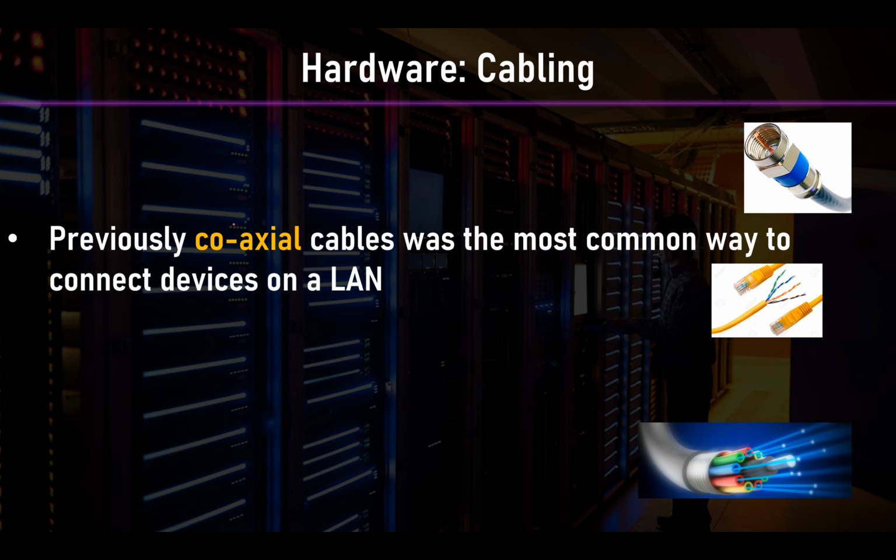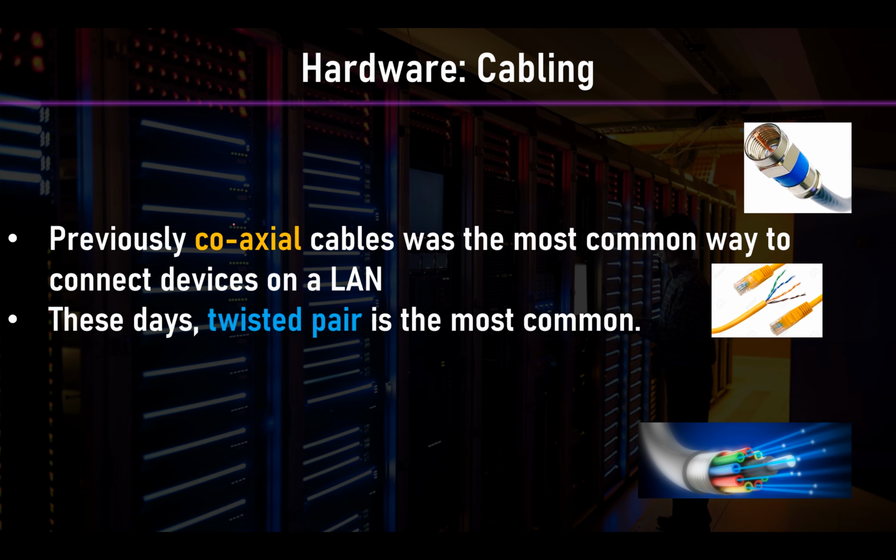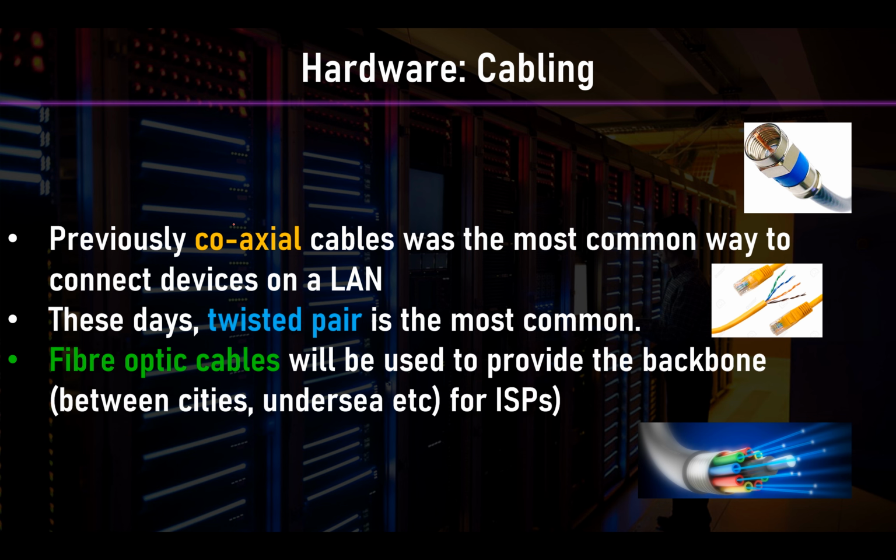Right, so I think previously then we've actually talked about some of these cables already, I think in last class. So we said coaxial cables were the most common way to connect devices on a LAN, but that was, I don't know, maybe 30 years ago. These days twisted pair is going to be the most common, and we said fiber optic cables will be used to provide the backbone, so between cities, the undersea cables, for example for ISPs. So ISPs, if people don't know, that's going to be internet service provider. So basically the company that kind of sells you the internet connection.